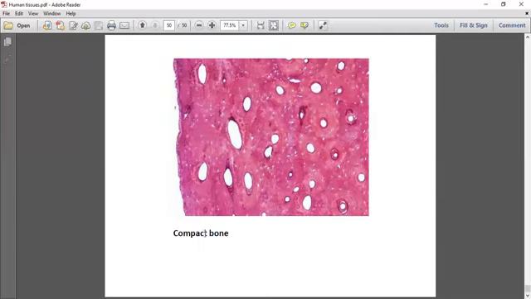Cross-section of hard or compact bone, revealing different Haversian systems repeated in the tissue. Each one has a center or core called the Haversian canal, rich with what? With blood vessels and nerve endings or nerves.